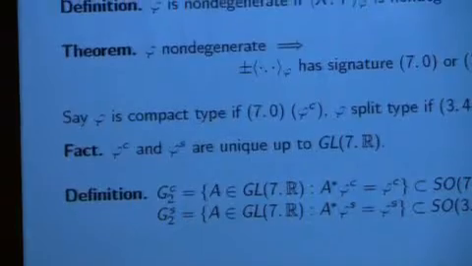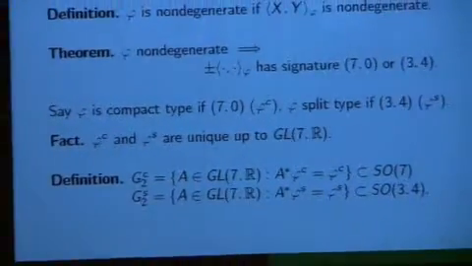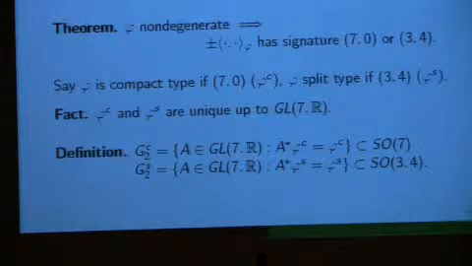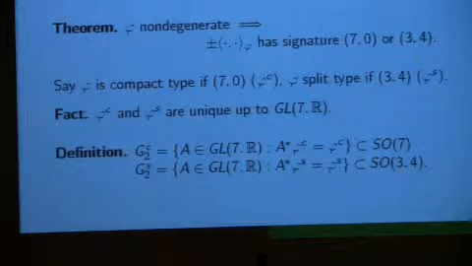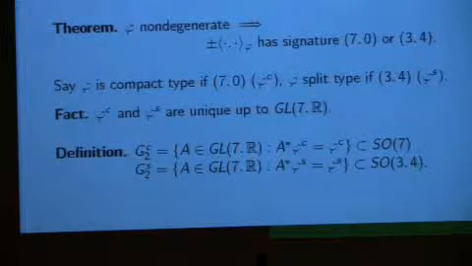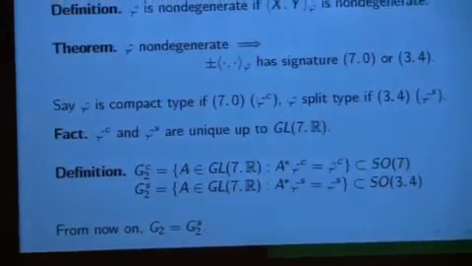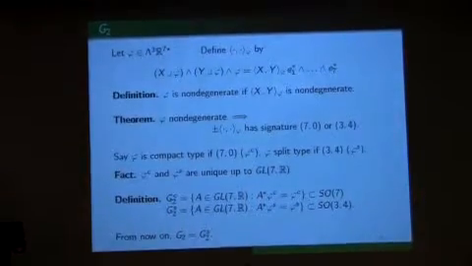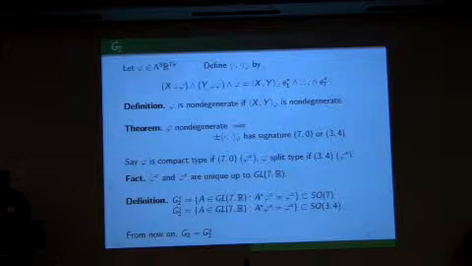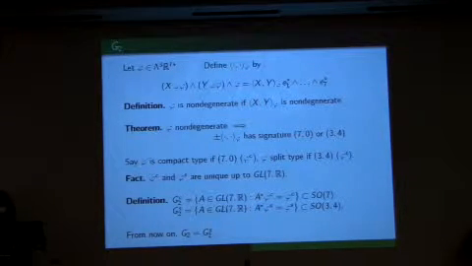Doesn't matter. And so then we just define the groups, which are the groups that preserve this algebraic object. So the compact G2 is the subgroup of the general linear group that preserves a compact form, and the split G2 is the one that preserves a split form. So these are subgroups of SO(7) and SO(3,4). Okay, so that's our little mini thing about G2. In the rest of my talk, I'm only going to be talking about the split form. So from now on, G2 will be the split G2. I'll just write G2 from now on, but it's always going to be the split form.